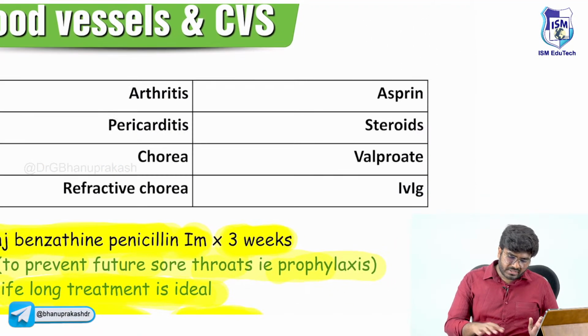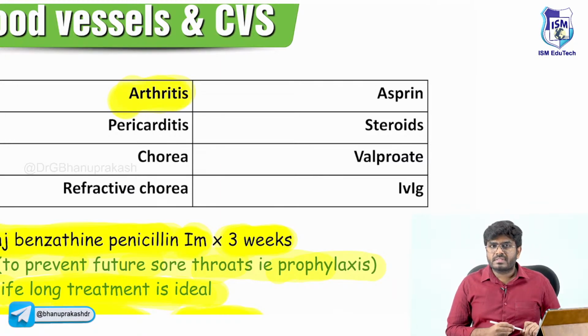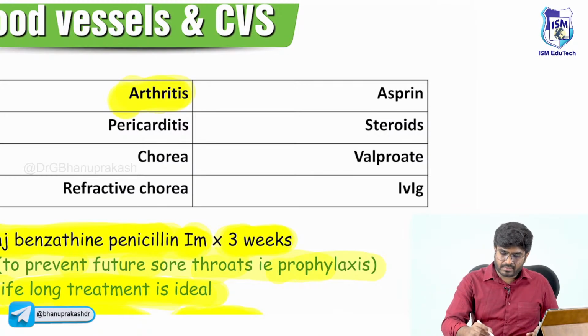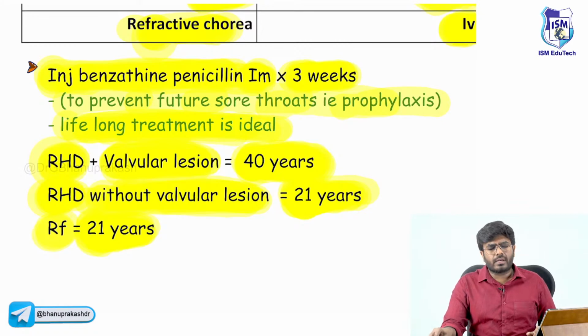You have already discussed, sir, arthritis, migratory polyarthritis. What have we given? Migratory polyarthritis, aspirin, naproxen, non-steroidal anti-inflammatory drugs. Pericarditis, we have given steroids. For chorea, we have given haloperidol, valproate, phenobarbital. For medically refractory chorea, what have we given? Intravenous immunoglobulins. Done, sir. For prophylaxis, what do we have to give? IM benzathine penicillin every 3 weeks, lifelong.